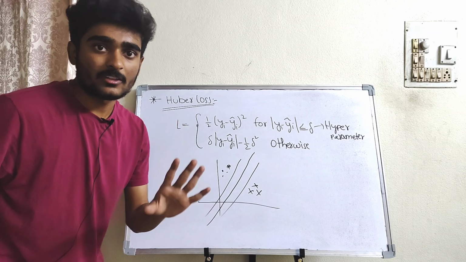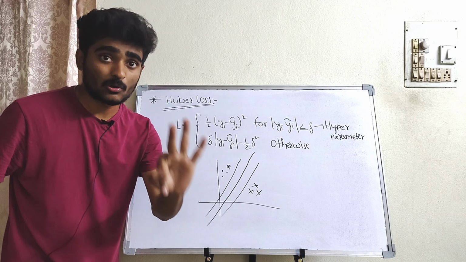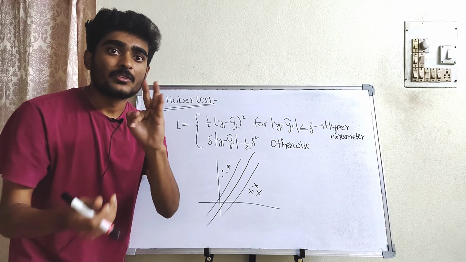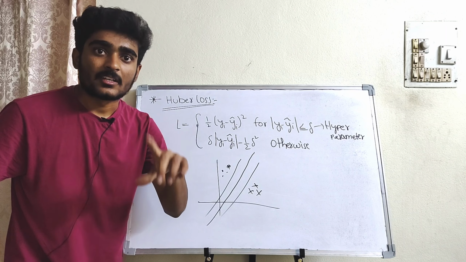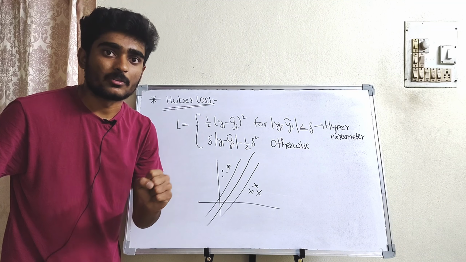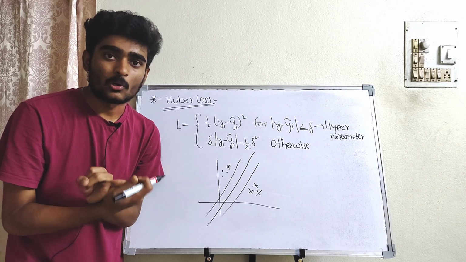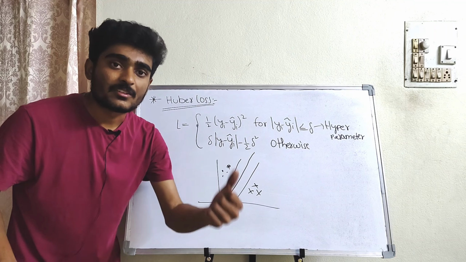In this part of the video, we have discussed three loss functions, that is MSE loss, MAE loss and Huber loss, which are used for the regression task. In the next part of the video, we'll be discussing binary cross entropy and cross entropy loss functions, which are used for the classification task.